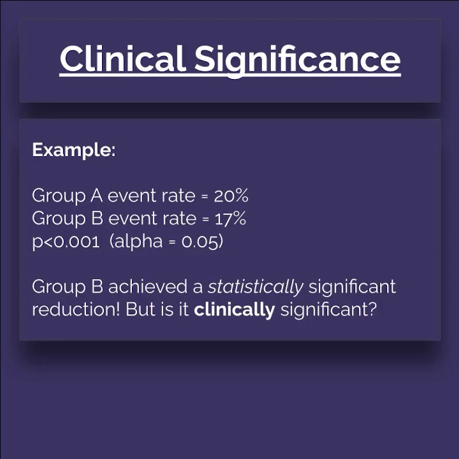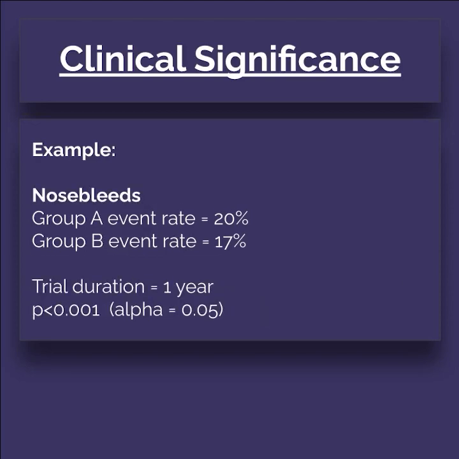But is it a clinically significant reduction? And this is really the ultimate question we want to answer at the end of the day. It's fairly straightforward to determine statistically significant differences, but the same cannot always be said for determining clinical significance. Let's say that this trial was testing a new drug taken every day for 1 year to reduce the occurrence of nosebleeds in otherwise healthy patients. Group A was placebo and Group B was the active treatment group.